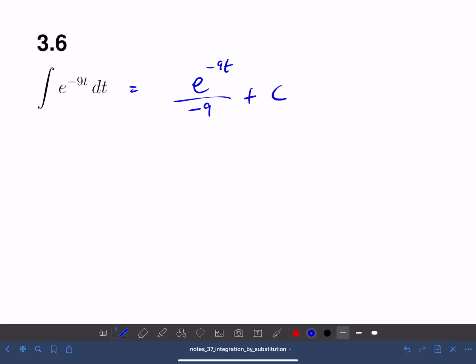I don't even need to do the substitution. I know what happens. Because when I differentiate this thing, this minus 9 is going to come down front because of the chain rule and cancel with this minus 9, and I've got e to the minus 9t left over. Okay? Let's go ahead and do it step by step.